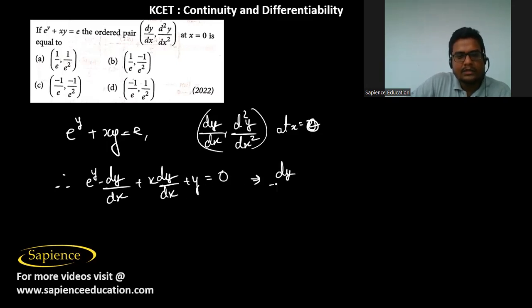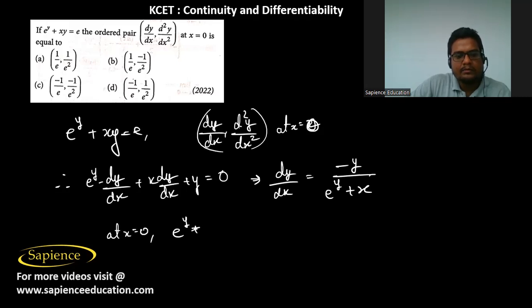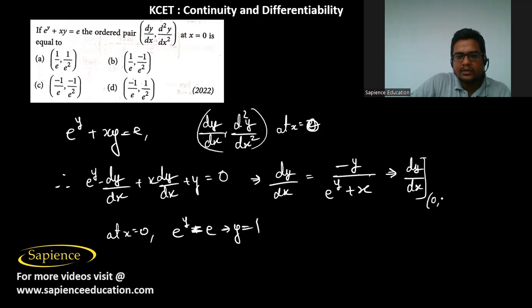So therefore, dy by dx will be equal to minus y by e power y plus x. Now at x equal to 0, e power y will be equal to e, so it means y will also be equal to 1. Therefore, dy by dx at x equal to 0 and y equal to 1, that is at the point 0, 1, will be equal to minus 1 by e power 1 plus 0, which is equal to minus 1 by e.